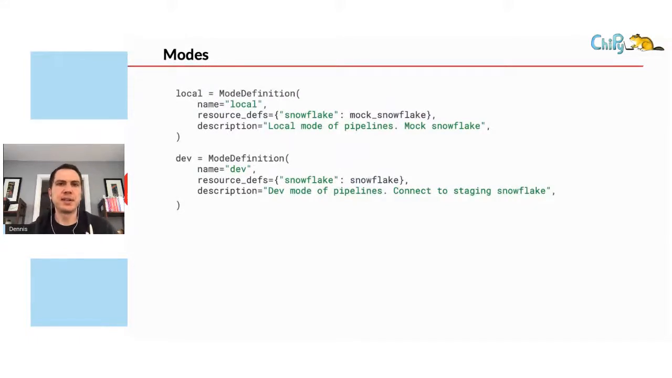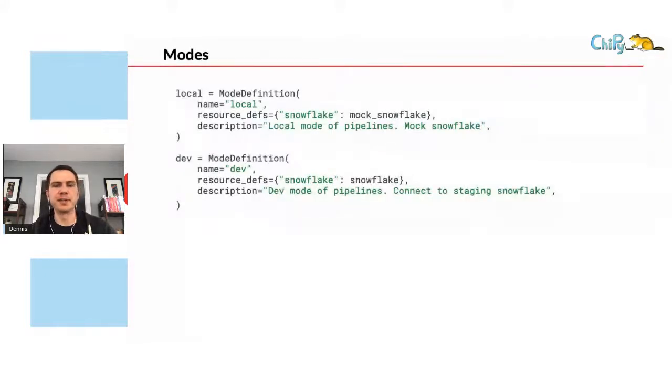And this is just the modes of the pipeline. So going back to what I was saying about using different versions of resources for different runs, for our local run we were going to use Snowflake, which is our data warehouse, but we were going to use mock Snowflake. So we were just going to read in local CSVs and pretend that they were the results of Snowflake queries.